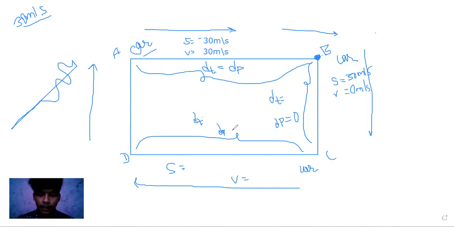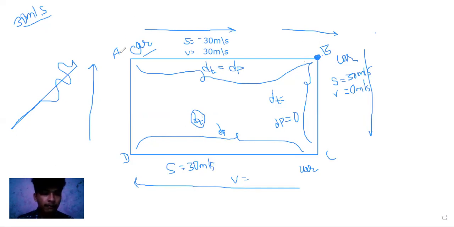So we have known that already. Again, we can see that while going from C to D, it is covering some distance. Right? So we can write here speed equals 30 meter per second. The speed will be 30 meter per second, but displacement is changing.